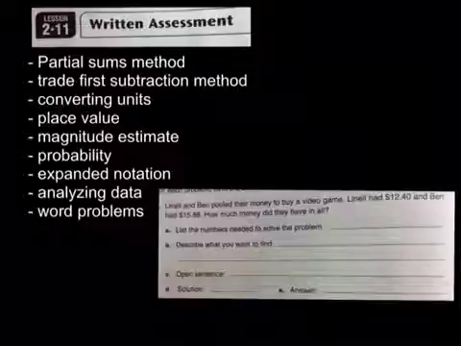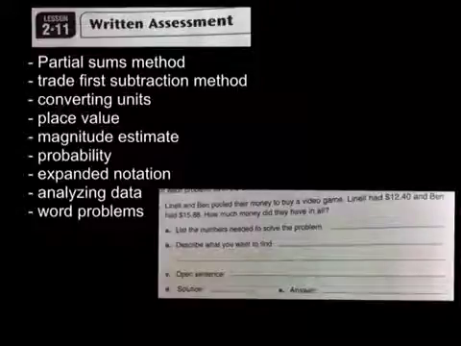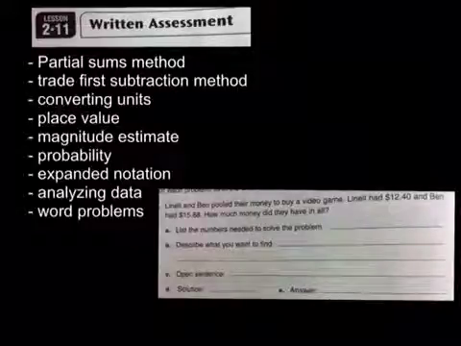Okay, boys and girls, that is our review for Unit 2. Good luck on the test.